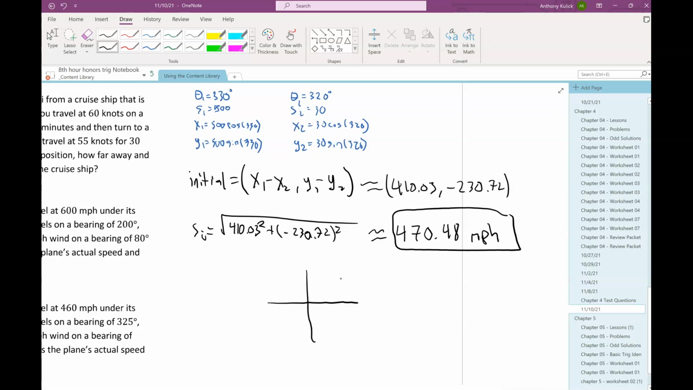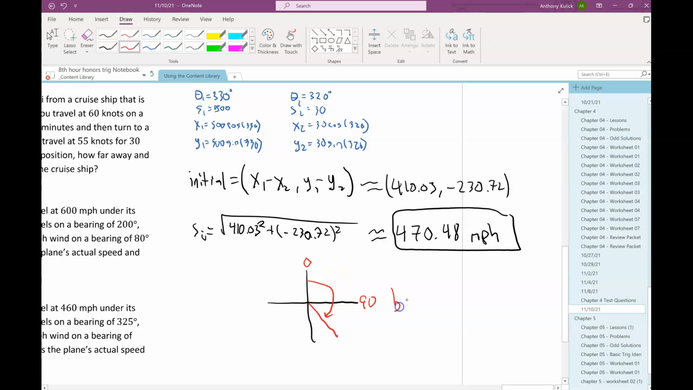So far, so good? Okay. And the last thing I'll do here to get the bearing, I'm going to plot 410 to the right and then 230 down. So that's my bearing. So 0, 90.